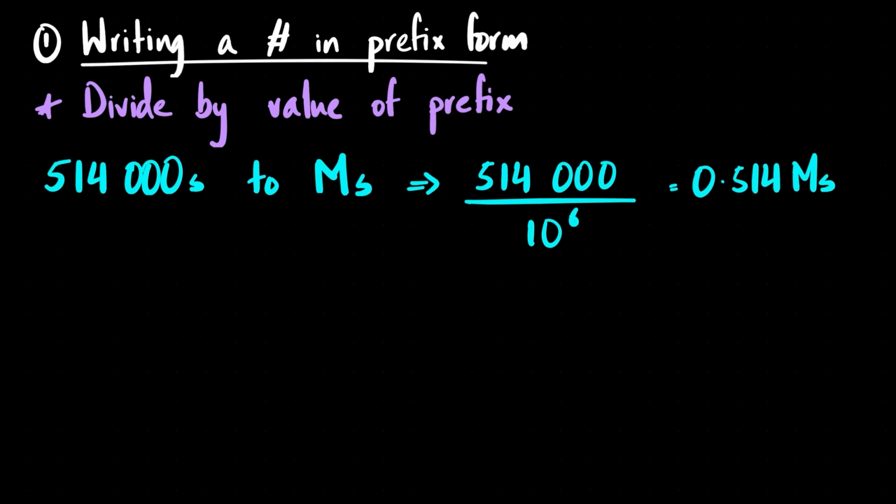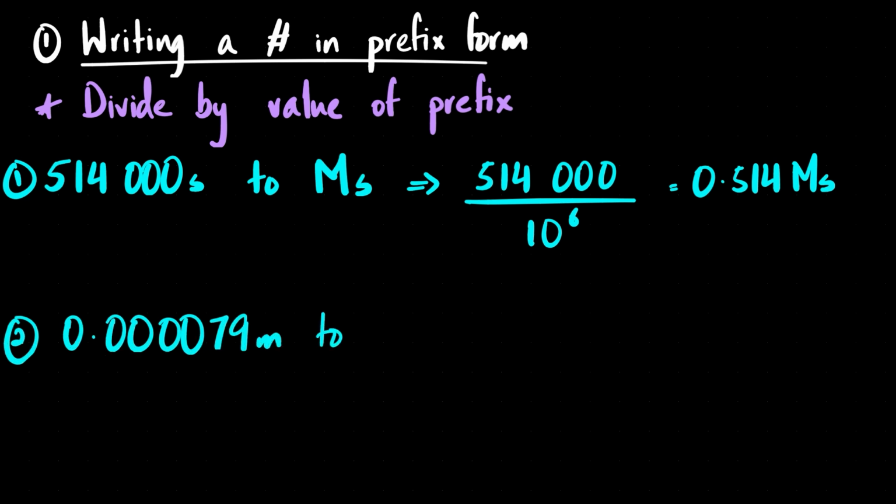Similarly, let's do another one with a smaller power. So this was number 1. Let's say I have to write this in micrometers now. Again, let's not do micro, let's say nanometers.